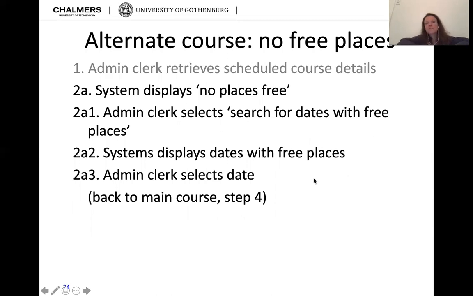One of them is there are no more free places available. Step 1 is the same. Admin clerk retrieves the scheduled course details. But then number 2A is system displays no places are free. And so instead, the admin clerk searches for dates with free places, and the system displays those, and then the admin clerk selects a date. And then we can go back to the main course of this scenario and continue with step 4 in there.